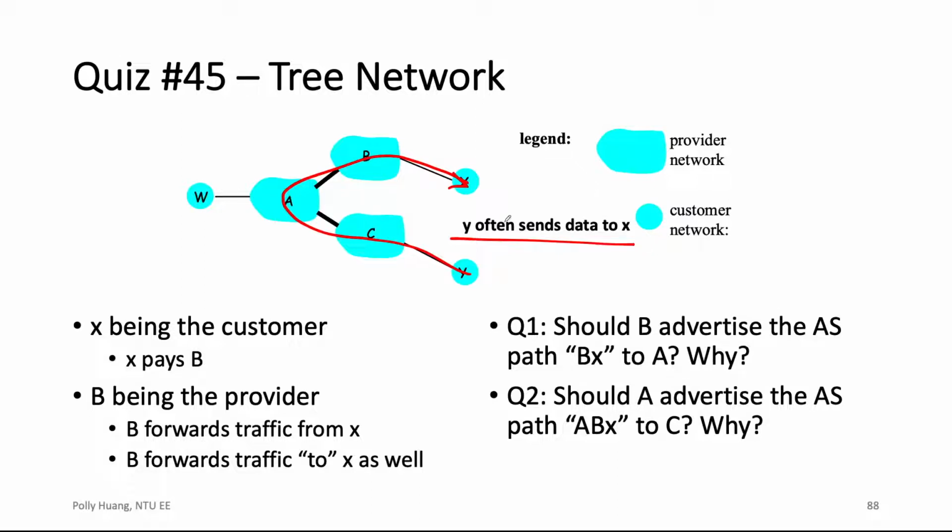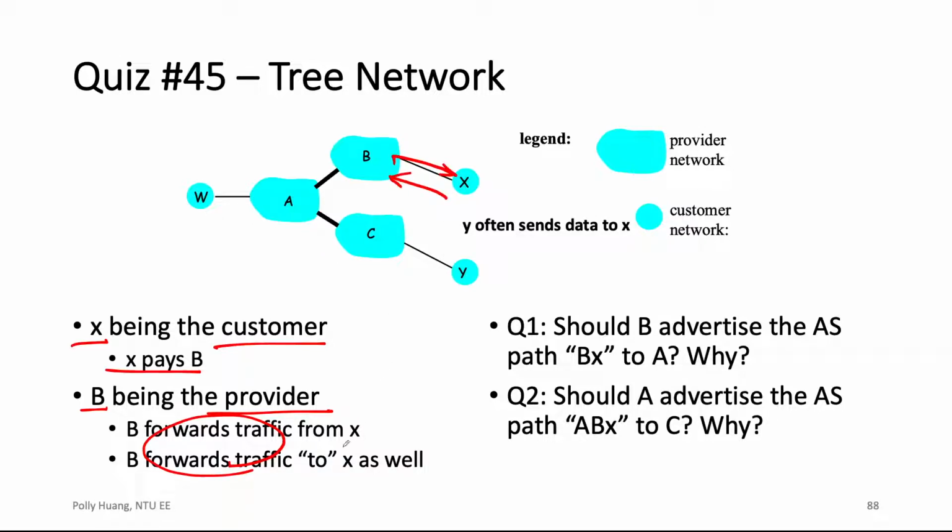All right. A little bit more background. So X is the customer of B, so X pays B. B, being the provider, needs to ensure that the traffic coming into X or out from X should all be forwarded. Okay, so B is responsible for forwarding traffic from X as well as to X.